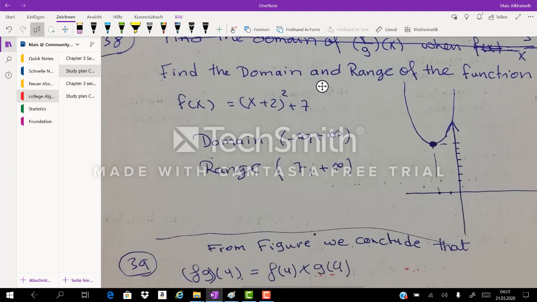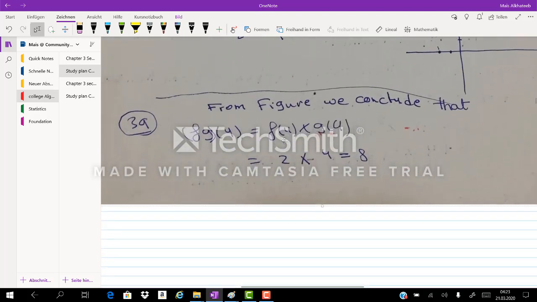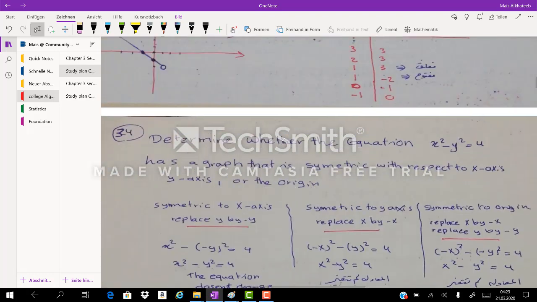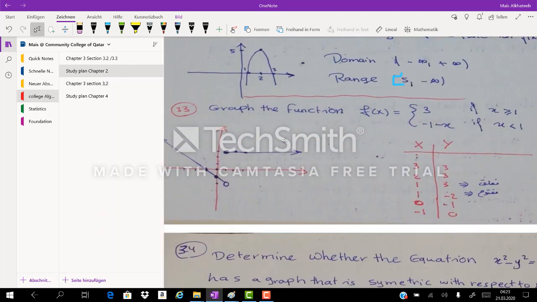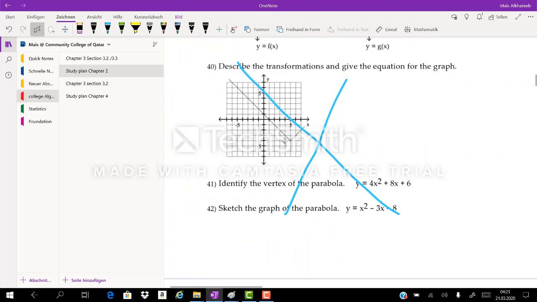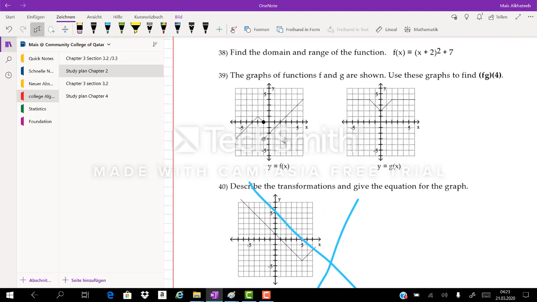Okay, then we go to the last example from the figure we conclude. Calculate f multiply g at 4. Okay, we go up to the question. Let's read the question. They want f multiply g at 4.